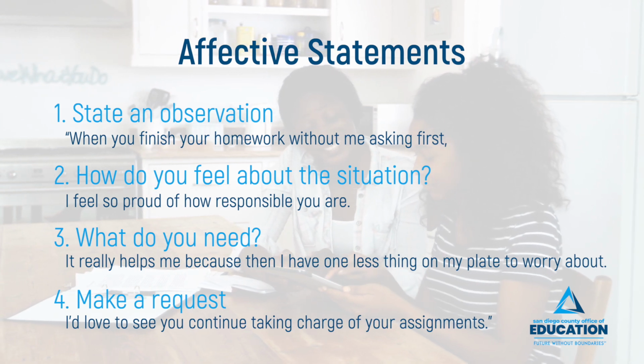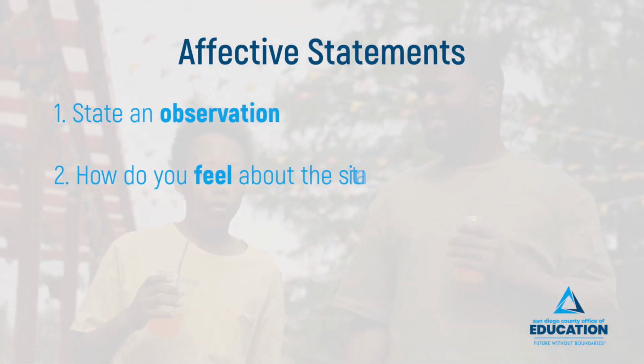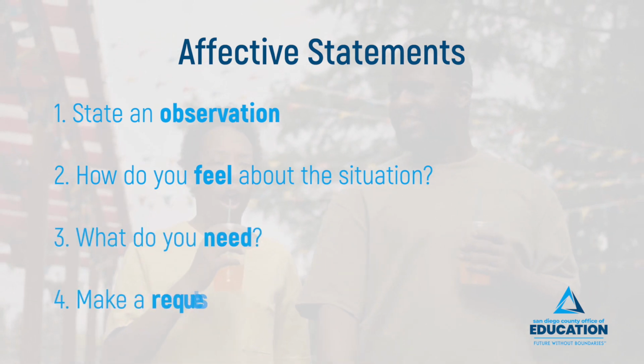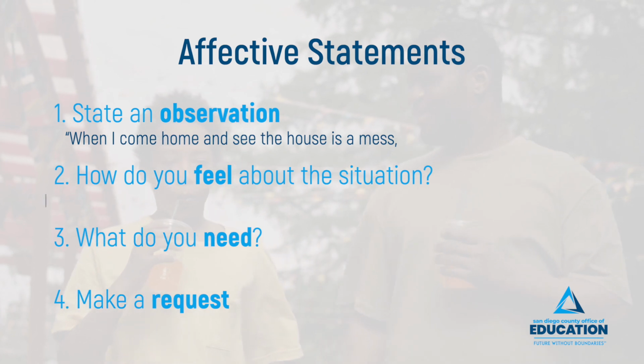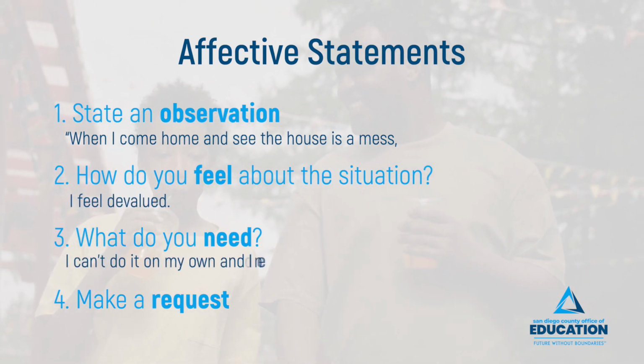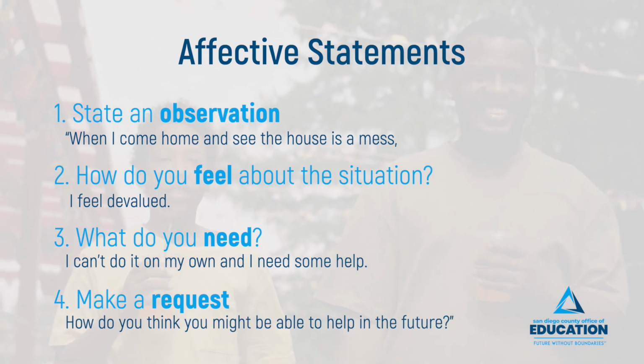Now, what might this sound like to address a frustration or a conflict? So perhaps you're frustrated about coming home to a messy house. You could use a non-affective statement like, you're so disrespectful, you never clean up your mess. But let's try and put this into an affective statement by stating our observation, our feeling, need, and request. It might sound something like, when I come home and I see the house is a mess, I feel devalued. I can't do it all on my own and I need some help. How do you think you might be able to help in the future?